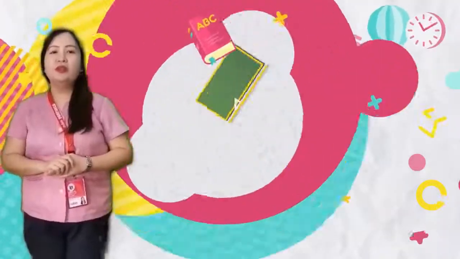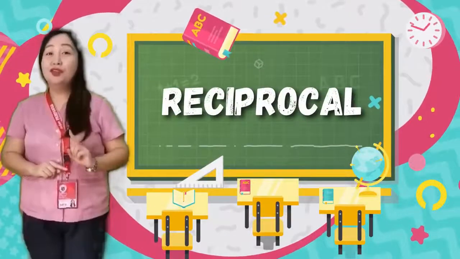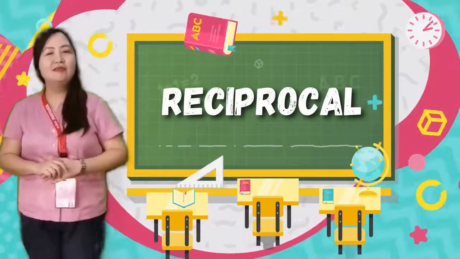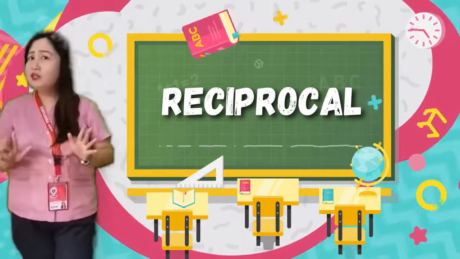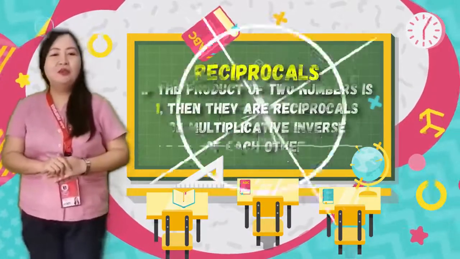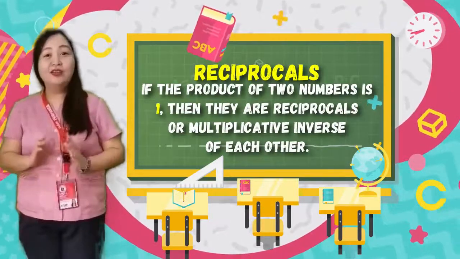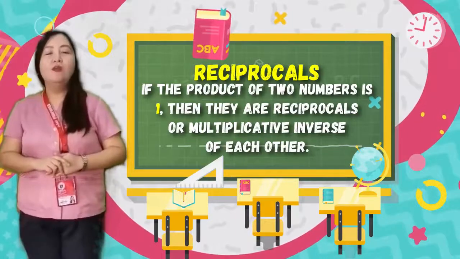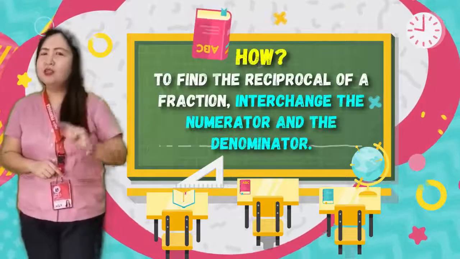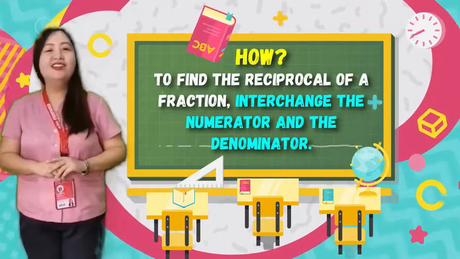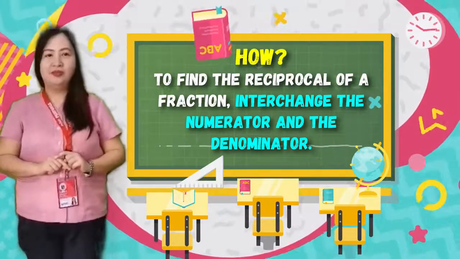Before we continue, let us first learn about reciprocal. This is very much needed in dividing simple fractions and mixed fractions. So what are reciprocals? If the product of two numbers is 1, then they are reciprocals or multiplicative inverse of each other. To find the reciprocal of a fraction, interchange the numerator and the denominator.